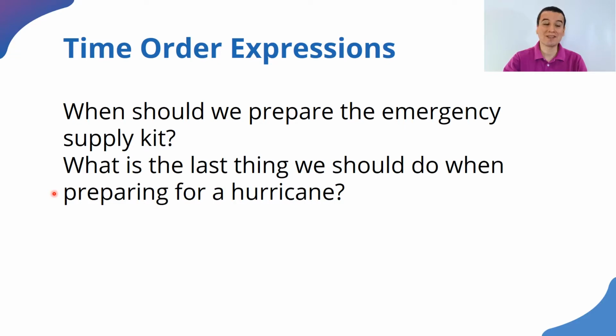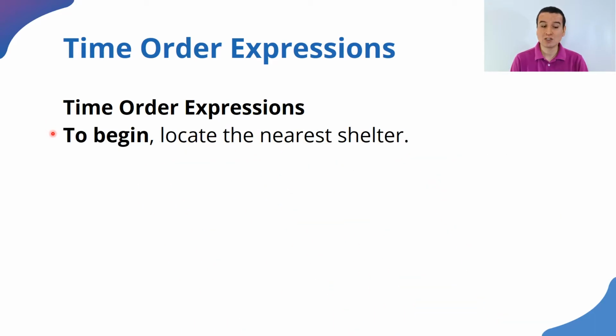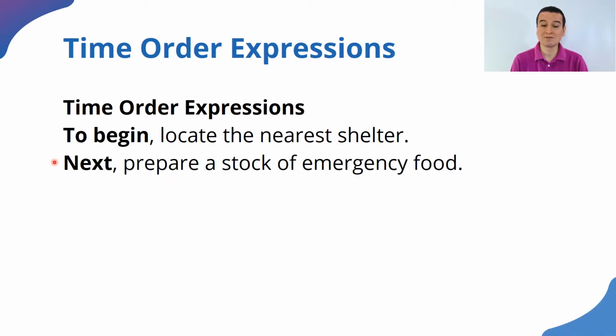All right? Good. Now, using expressions from that text, I would like to exemplify some time order expressions that can give us an idea about when to do something. All right? For example, in the text, we have these sentences. To begin, locate the nearest shelter. So that's the first thing that you do, or something that you do at the beginning. Next, prepare a stock of emergency food. All right? So when you say to begin, and then you say next, when you say then, you are using some expressions to indicate when you should be doing something.